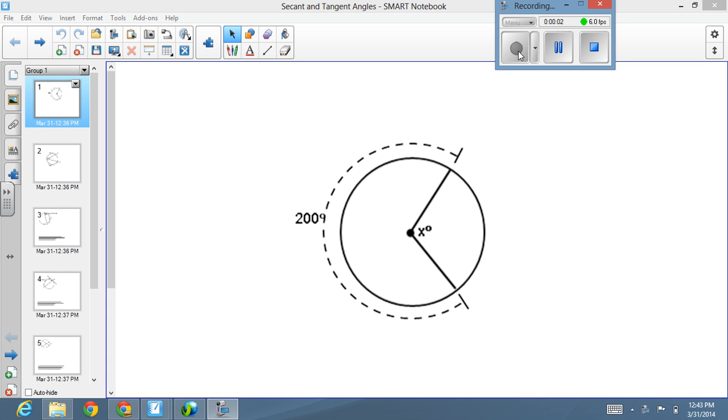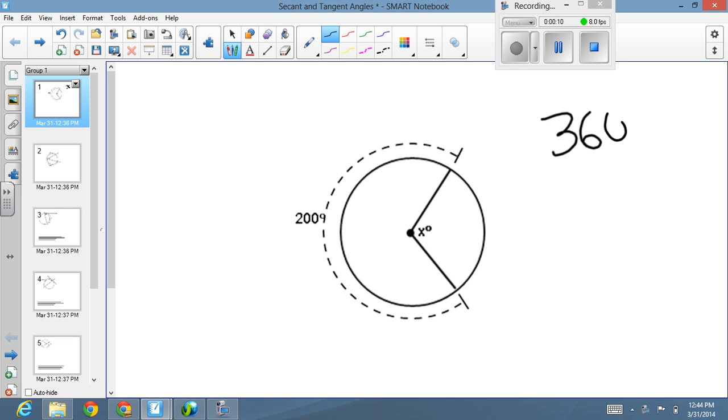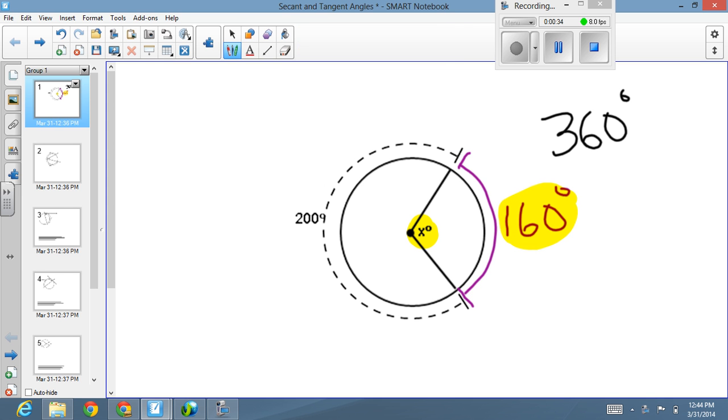Okay, so angles formed by secants and tangents. A quick little review. First of all, there are always 360 degrees in any circle. So, if one portion of my circle has 200 degrees, the remaining portion of this circle has to have 160 degrees. And the other quick review is that any central angle has the same degree measure as its corresponding arc. So in this case, x also equals 160 degrees.